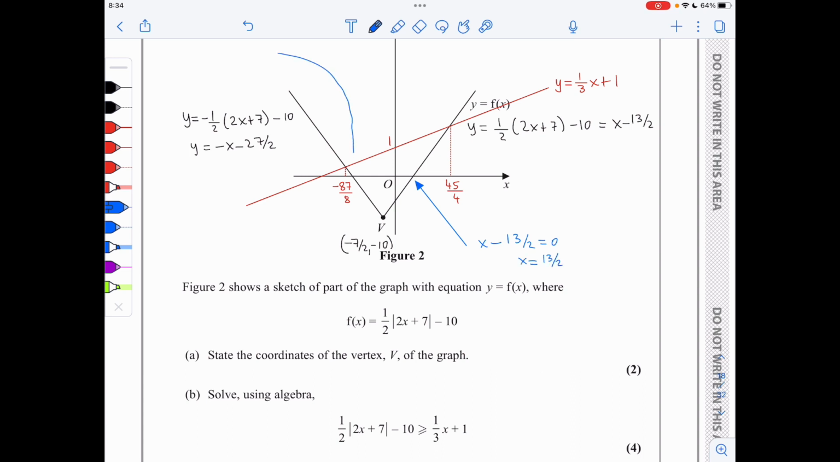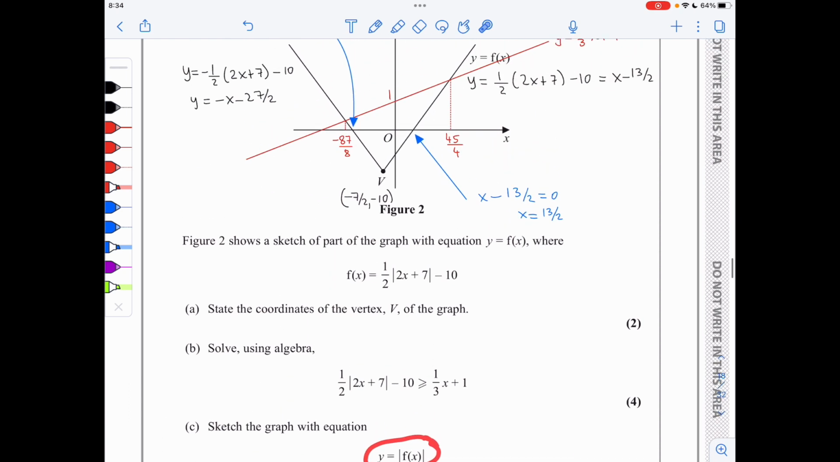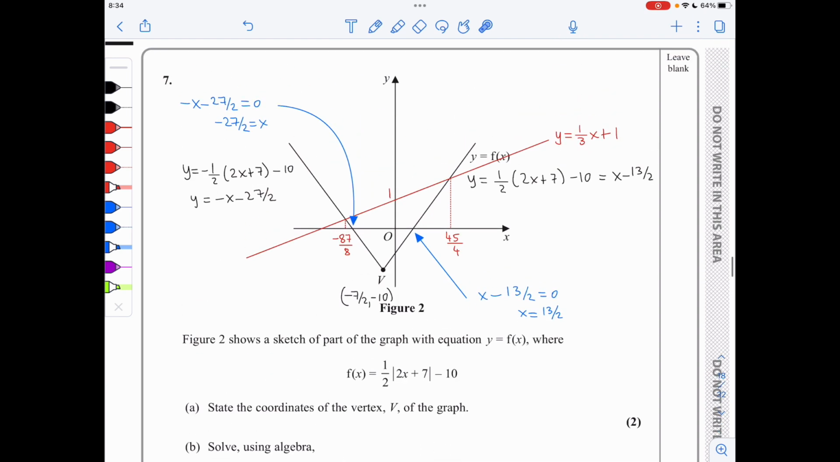And at this point over here, we get that minus x minus 27 over 2 is 0, so minus 27 over 2 is equal to x. We've got the cuts on the x-axis. Now we need to consider what exactly this transformation is doing. Well, it's reflecting any part that lies below the x-axis so it appears above. So this V here will be reflected up. So we will end up seeing a W something like this. And the vertex V will now go to minus 7 over 2, 10.